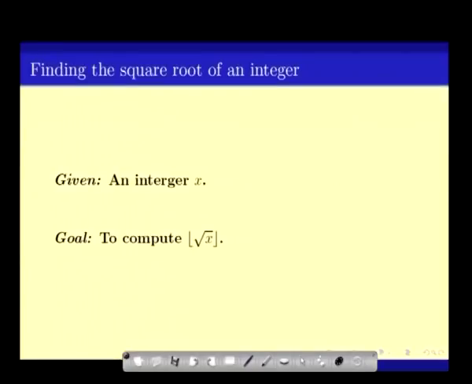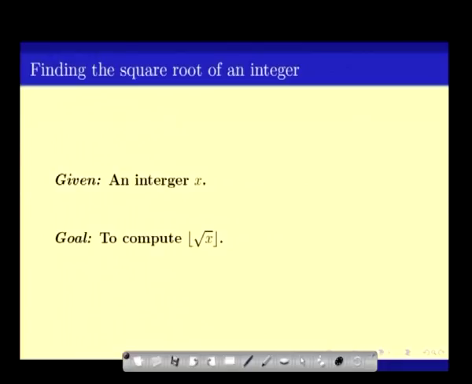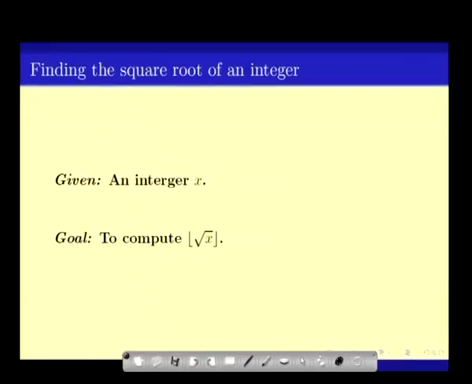We have been given an integer x and we want to compute the floor of square root x. This symbol basically says that it is the largest integer less than square root x. How do we do it? Again, a very simple answer is we can do an exhaustive search. We can see is 1 an answer, is 2 an answer, is 3 an answer, but the problem is how do we check is i an answer.